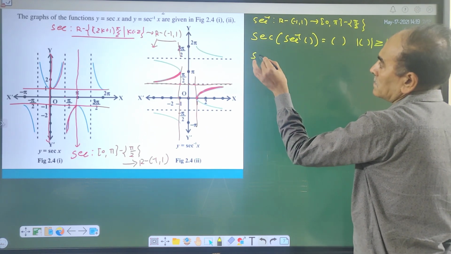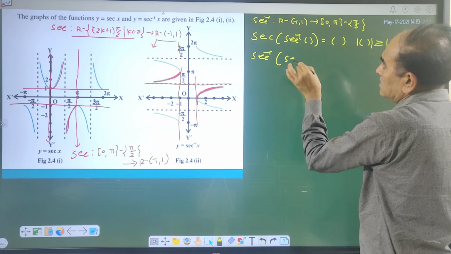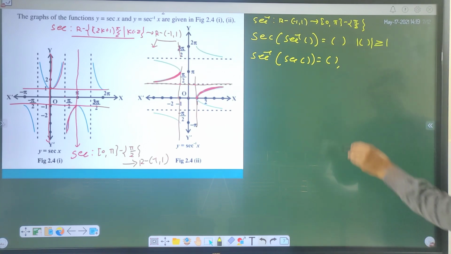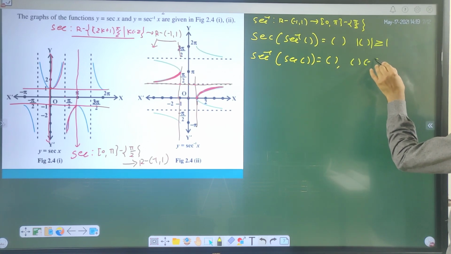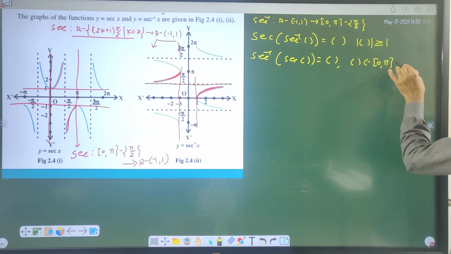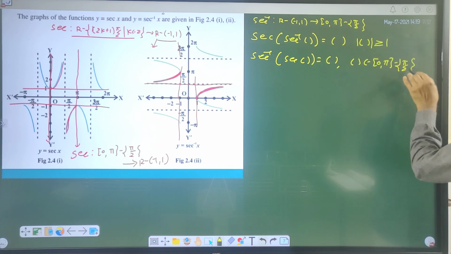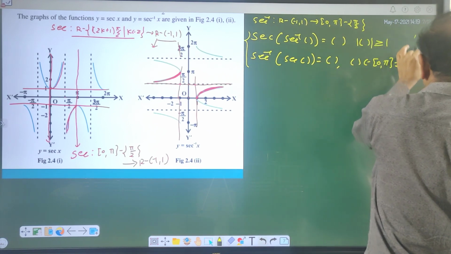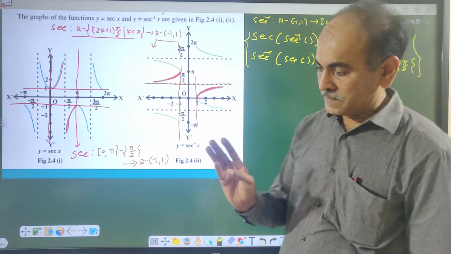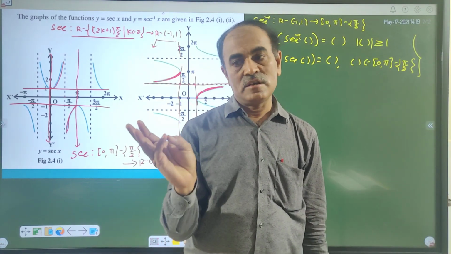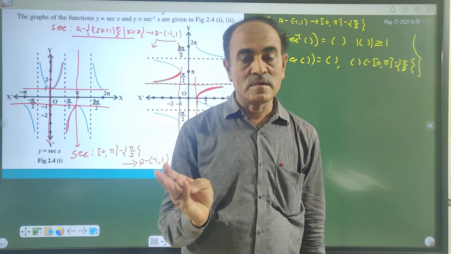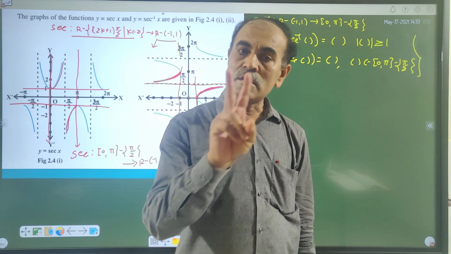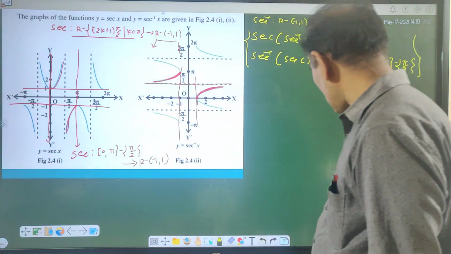Same way, sec inverse of sec of some angle is equal to that angle only when that angle belongs to the closed interval 0 to pi, except pi by 2. Keep these two forms in mind. Up to this stage, we have seen the existence of sine inverse, cos inverse, cosec inverse and sec inverse. Now remaining two forms are there, that is tan and cot.